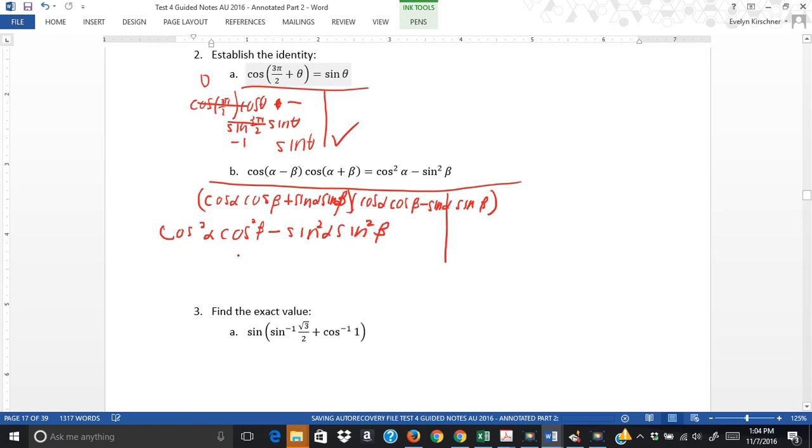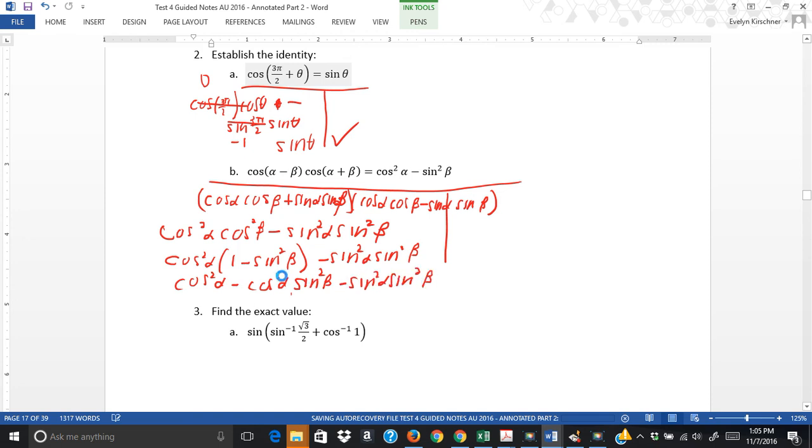All right, so I'm going to rewrite cosine squared as 1 minus sine squared. So I have cosine squared alpha times 1 minus sine squared beta minus sine squared alpha sine squared beta. So I have cosine squared alpha minus cosine squared alpha sine squared beta minus sine squared alpha sine squared beta.